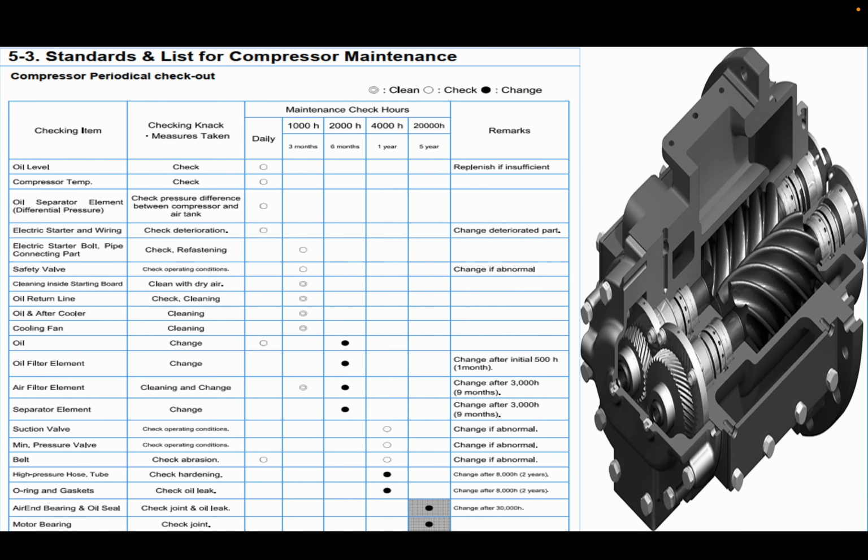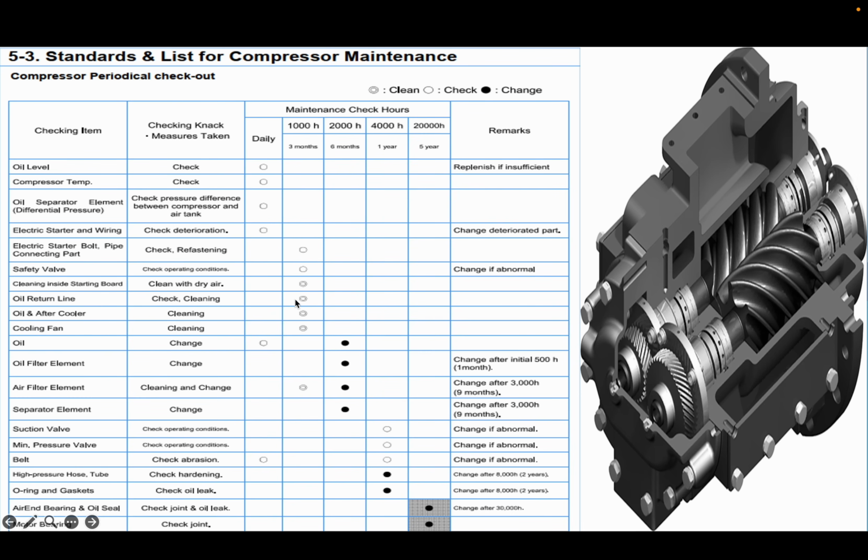Now what is the normal maintenance we should do in a standard screw air compressor? Whenever you go for a round, you should make sure that you are checking the oil level, the compression temperature, the oil separator differential pressure, the winding, the oil condition, and the belt condition. These things you must check in a running screw air compressor.